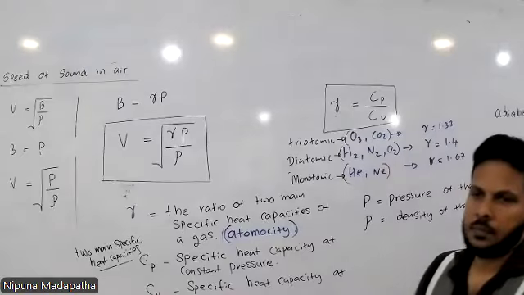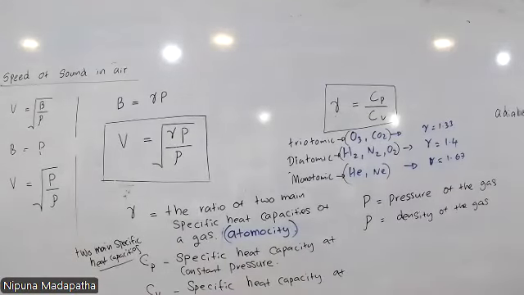Write an example. Find the speed of sound in air at standard temperature and pressure, STP. The density of the air is 1.29 kg per cubic meter.